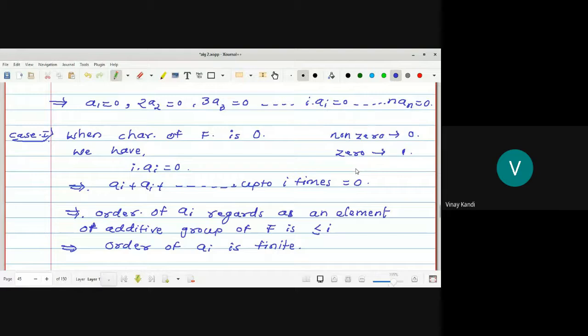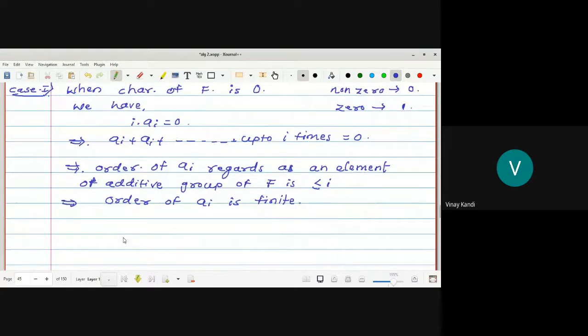This implies the order of ai as an element of the additive group of F is less than or equal to i. So the order of ai is finite. This implies finite order, if and only if ai is equal to 0.